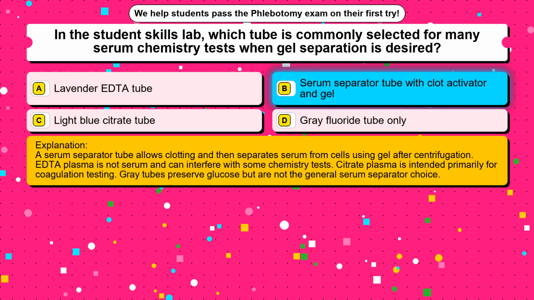EDTA plasma is not serum and can interfere with some chemistry tests. Citrate plasma is intended primarily for coagulation testing. Gray tubes preserve glucose but are not the general serum separator choice.